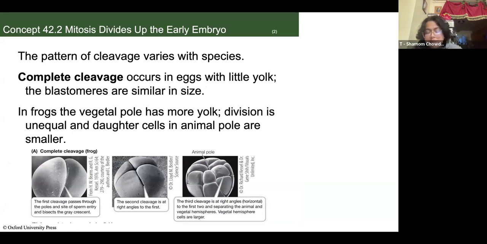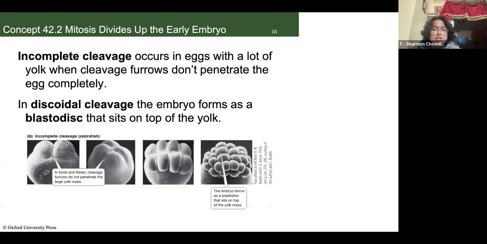And it may not be so complete cleavage, it may not be equal. There could be unequal cleavage, like in frogs, where you may have bigger cells at the vegetal pole and smaller cells at the animal pole. However, it's still complete cleavage because cleavage occurs throughout the entire blastula. Then there's incomplete cleavage, such as in birds or fishes, where cleavage does not go throughout the entire mass. And then discoidal cleavage, where the embryo forms a blastodisc that sits upon the yolk.